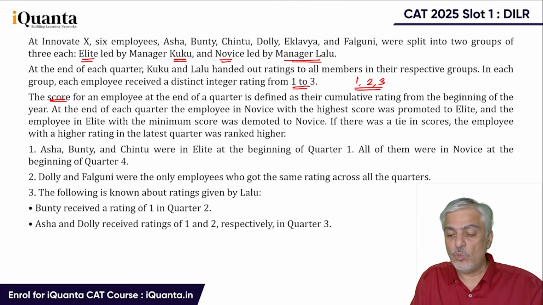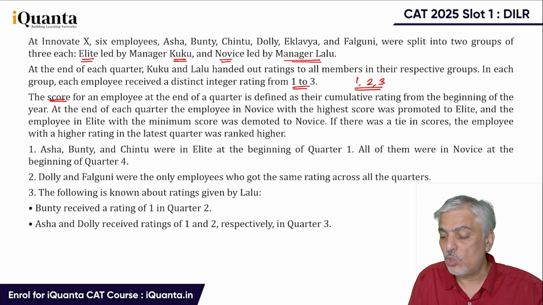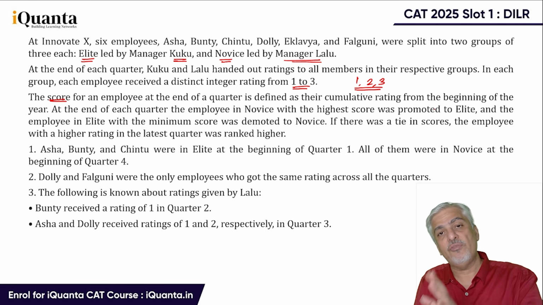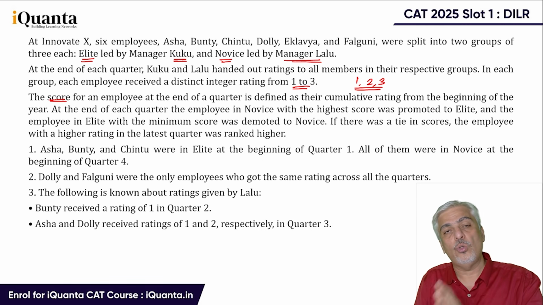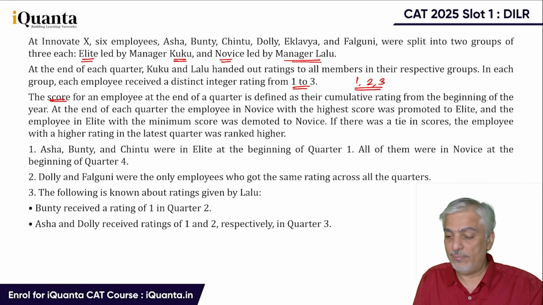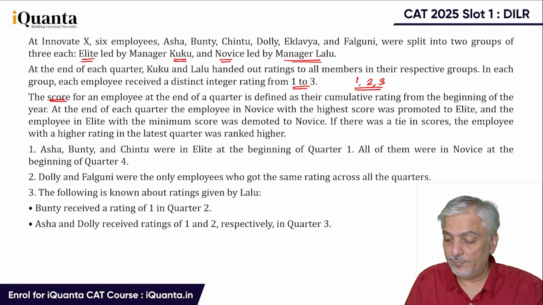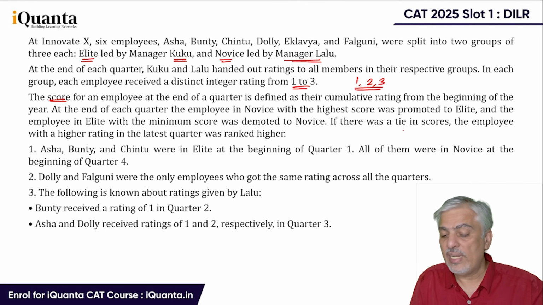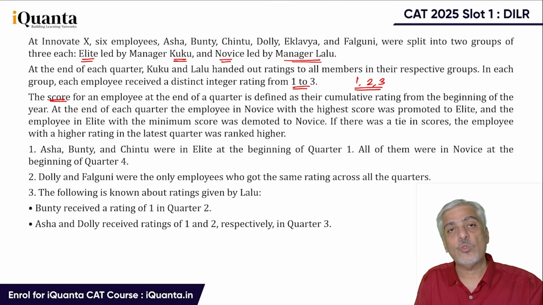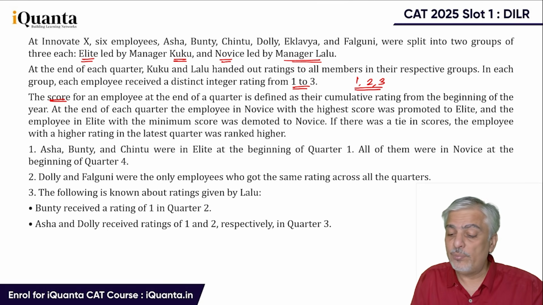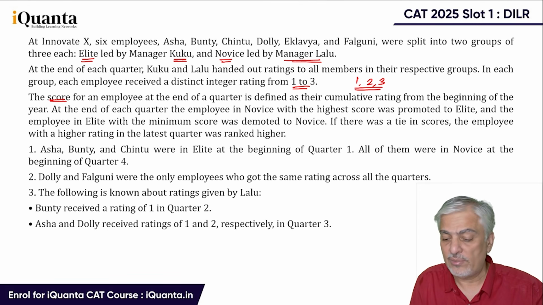At the end of each quarter, the employee in Novice with the highest score was promoted to Elite. So if you're in the weaker team and if you get the highest score, you go to Elite team. Okay, and the employee in Elite with the minimum score was demoted to Novice. And if you're in Elite, which is a good team, and you get the lowest score over there, you get demoted to Novice. If there was a tie in the score, then the employee with a higher rating in the last quarter was ranked higher. That's understandable, what they're trying to say.